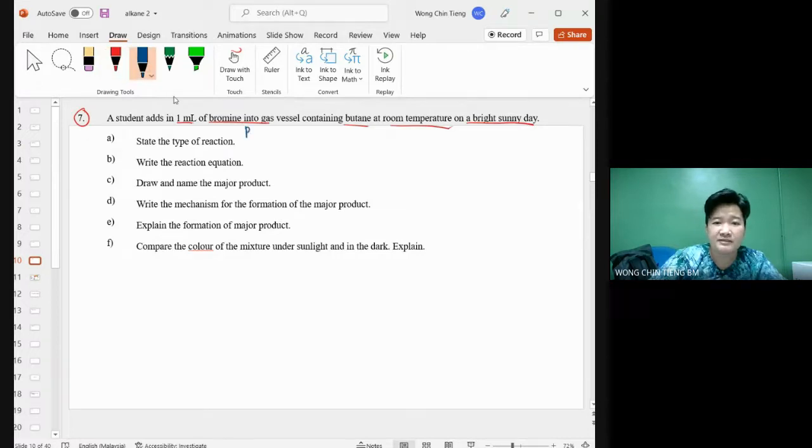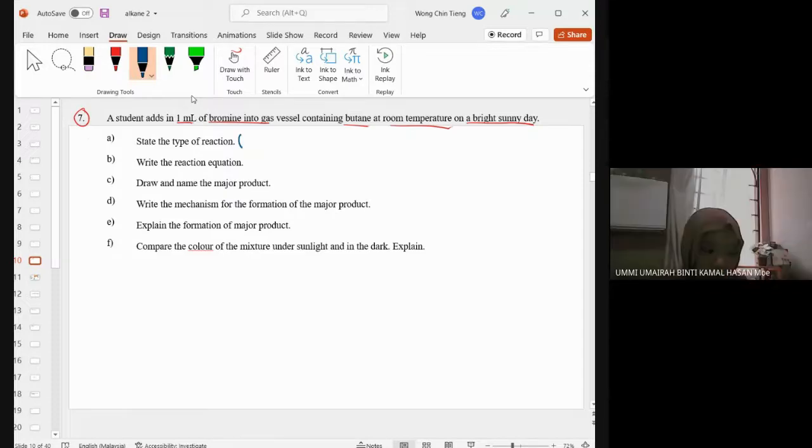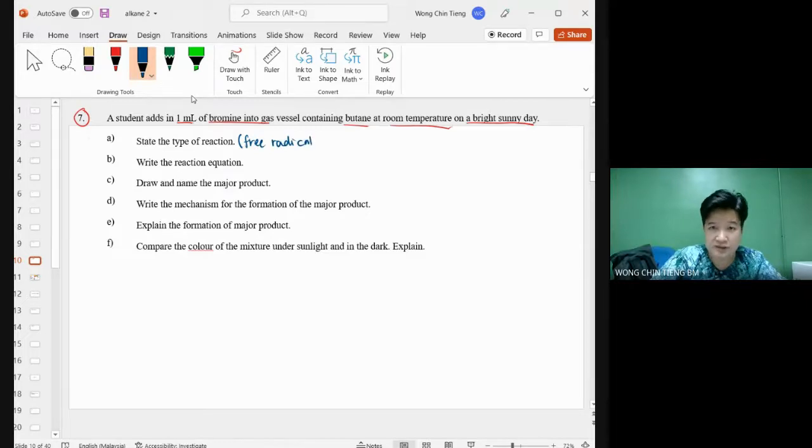So bromine is the Br2. Butane is your CH3, CH2, CH2, CH3. Bright sunny day is your sunlight, UV. Betul? So it's basically the reaction that's going to happen. Now, A, state the type of reaction. Kalau soalan cakap state the type of reaction, jawapan dia akan jadi, what is your answer? Free radical substitution reaction. Free radical substitution reaction, correct Umi?